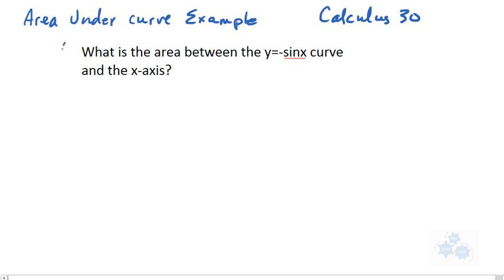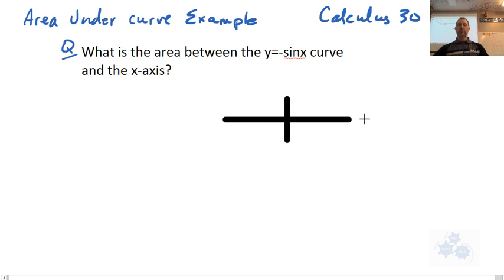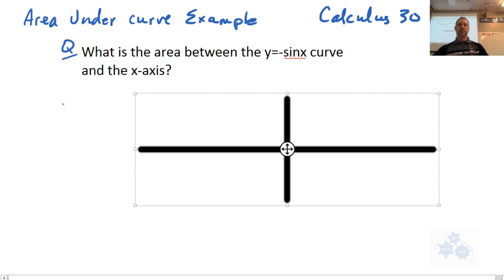So the question here, for this section, we're talking about area under the curve. And actually, this question says, what's the area between y equals negative sine x curve and the x-axis? So let's just quickly draw here a rough sketch of negative sine x.